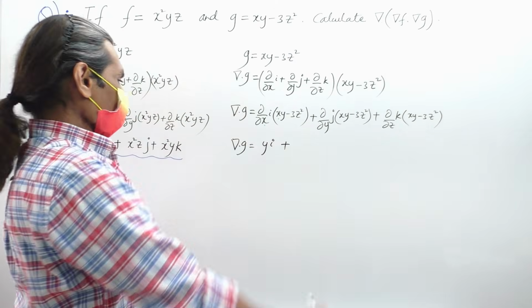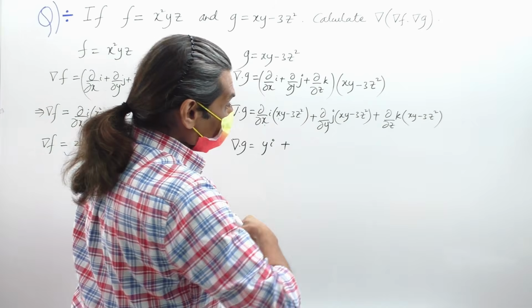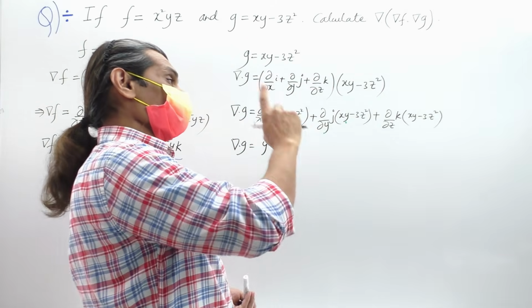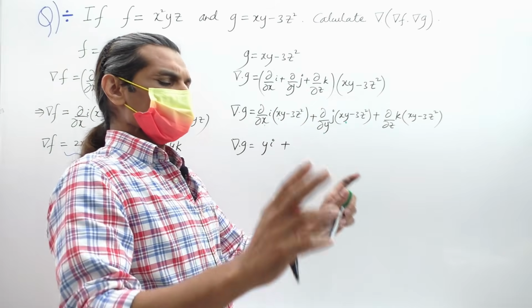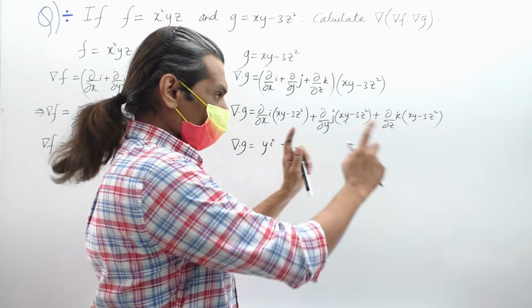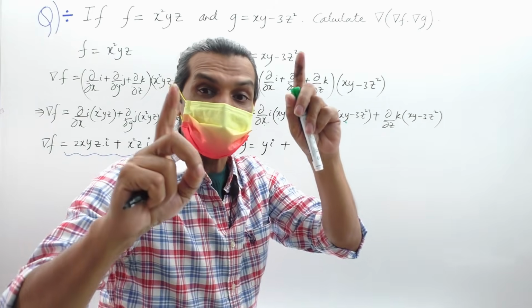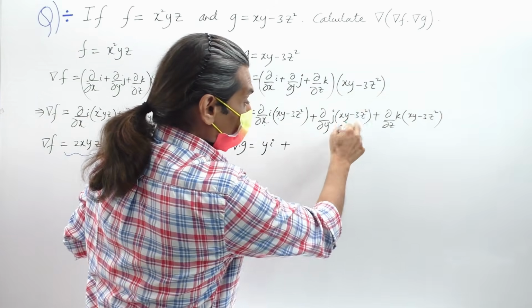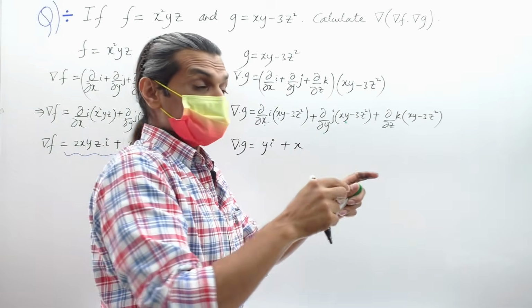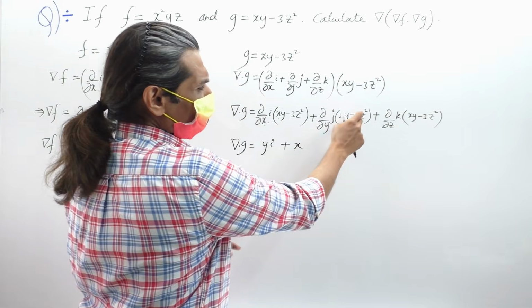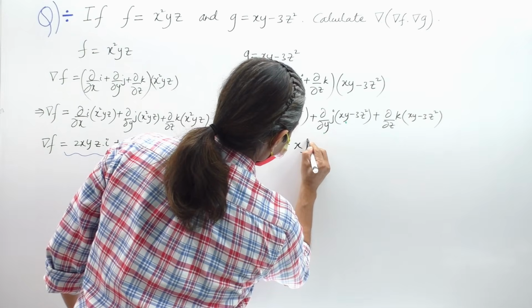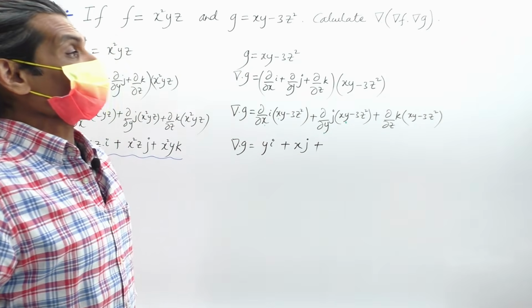That's all. Plus now ∂/∂y of (xy − 3z²). Again, I am differentiating partially only with respect to y. Pay close attention here, only with respect to y. So x I am not touching, it stays as it is. Differentiation of y is 1. In 3z², there is no y term, so 0. That's all, into j.